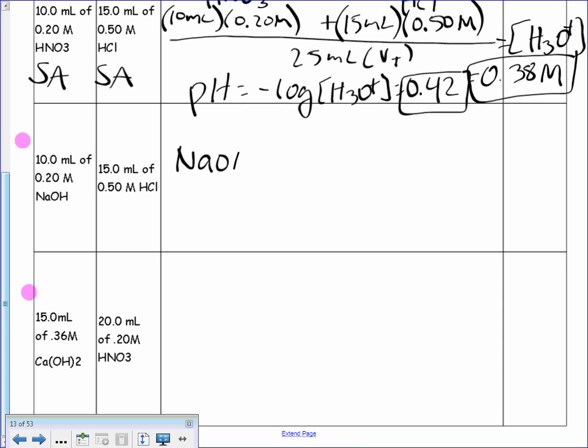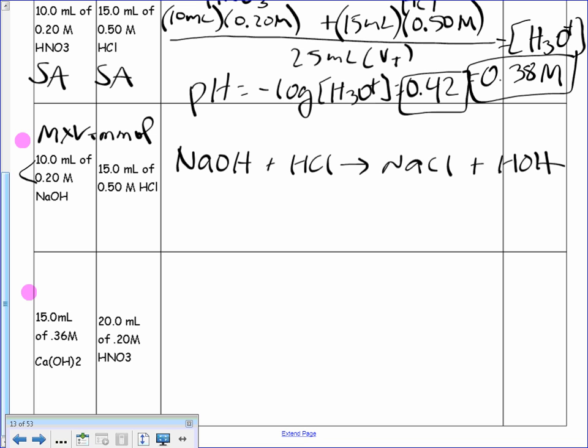All right, so sodium hydroxide plus HCl yields NaCl plus water. What's your millimoles here for sodium hydroxide? 0.002. I'm just going to go milli just to show you another perspective. If you do 10 times 0.2, this is M times V to give you millimoles. So what's 10 times 0.2? 2 millimoles. You can do this in your head, right? HCl, what's 15 times 0.5? 7.5, so half of 15. 7.5 millimoles.